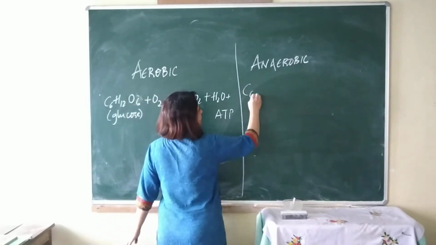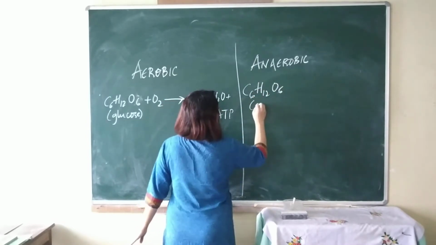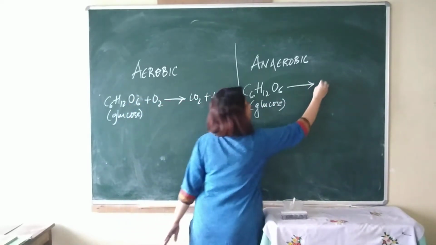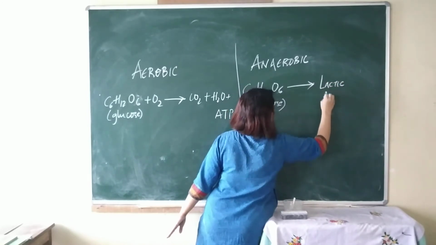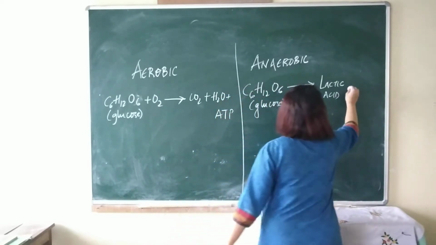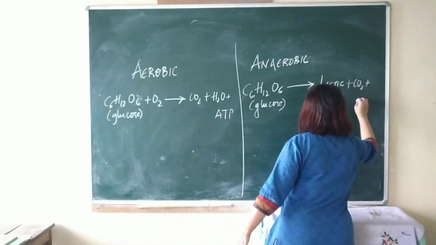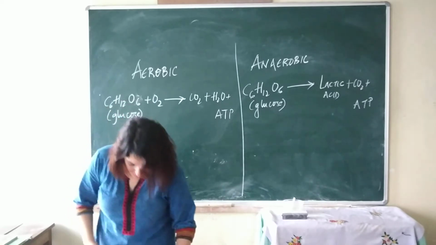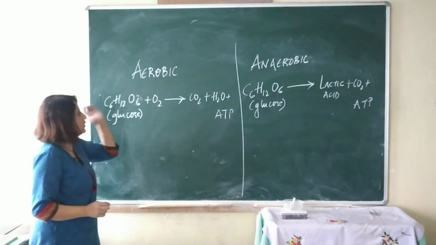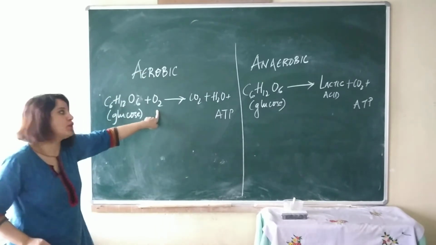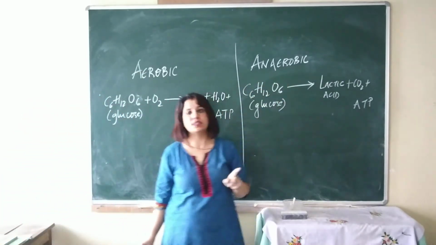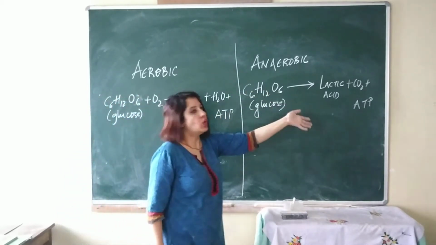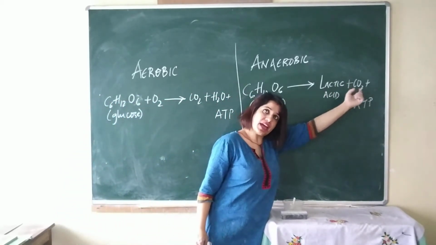So what happens in this case? In this case, there is no oxygen. So what is produced is lactic acid. Again, I just write ATP. So lactic acid, carbon dioxide, and energy is produced. Okay. So here, aerobic respiration occurs in the presence of oxygen, and here anaerobic respiration occurs in the absence of oxygen. What is produced here? Carbon dioxide and water. What is produced here? Lactic acid and carbon dioxide.